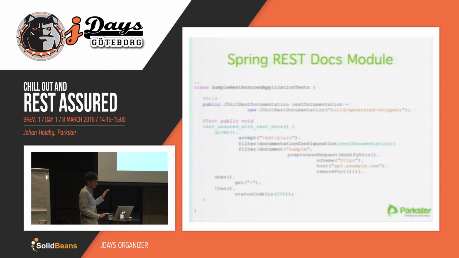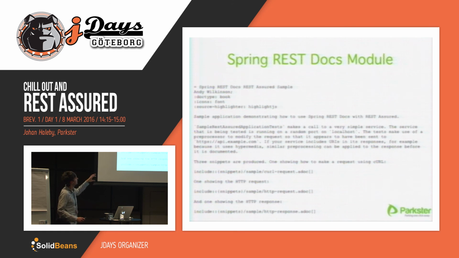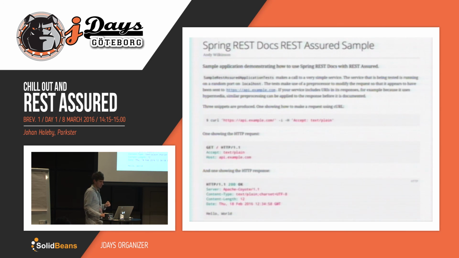But what's so cool with this is that we will get automatically generated snippets that we can use in the documentation. So here is an example. This is ASCII doc. Here we include the snippets that are generated when we run the tests in our documentation. And in the end, it will look like this. So here you can see that this is actually generated from our tests. So this doesn't lie. We get an example of how to actually call this resource by using curl. This is how you do that, and it generates the request automatically.